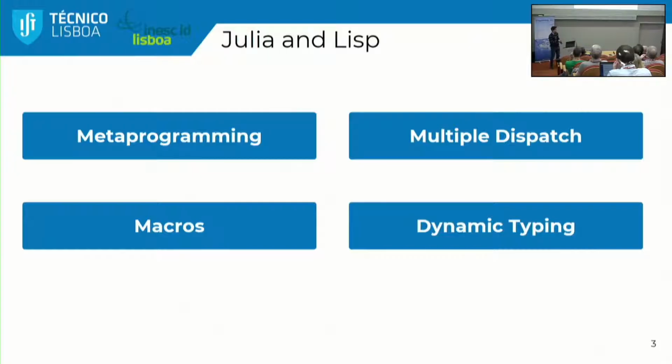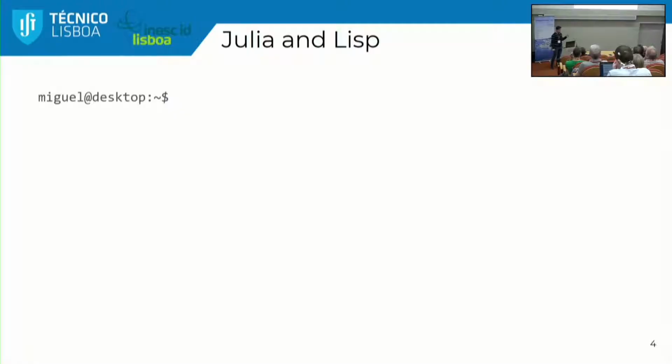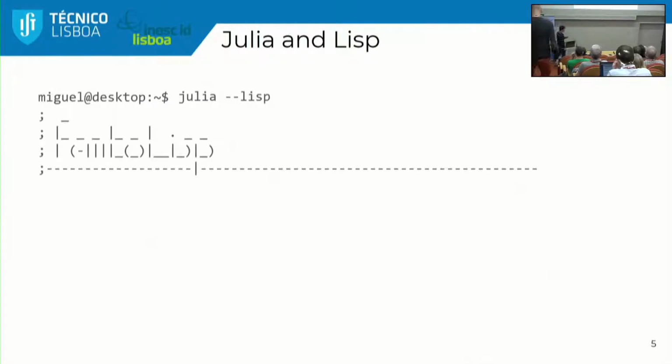Now, as a little Easter egg, I think this was demoed by Stefan Karpinski a few years ago at ALS. If you type the following in your terminal, this will come up. This is called femtolisp, and it's basically a high-performance implementation of Lisp built into Julia. And you can see that you can execute normal Lisp code here.